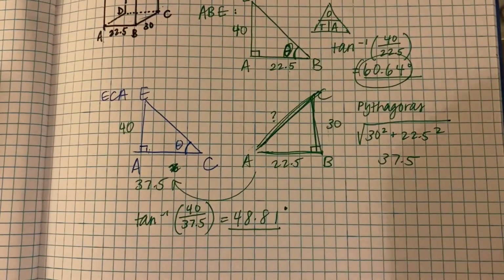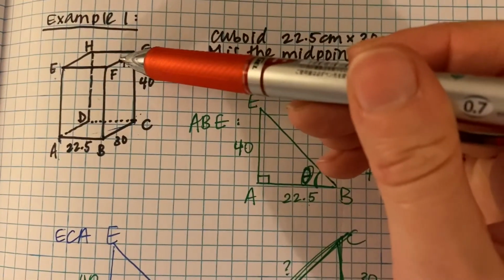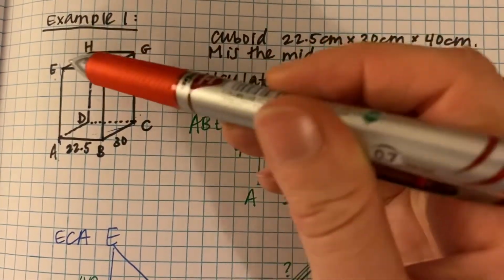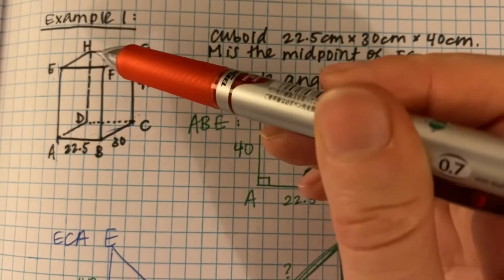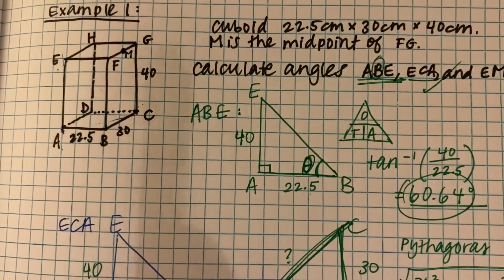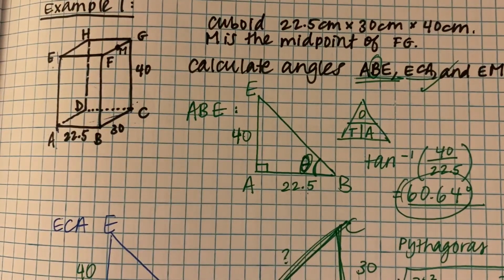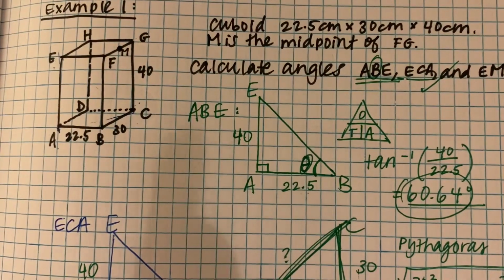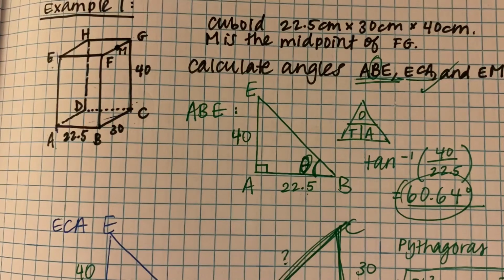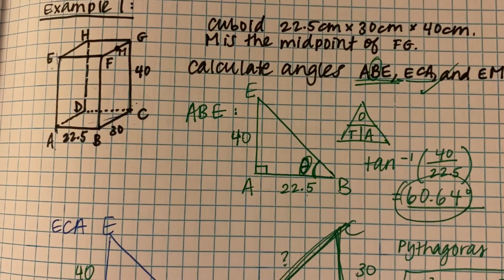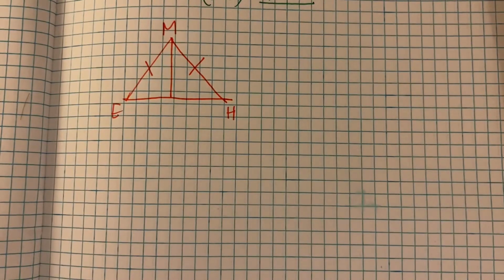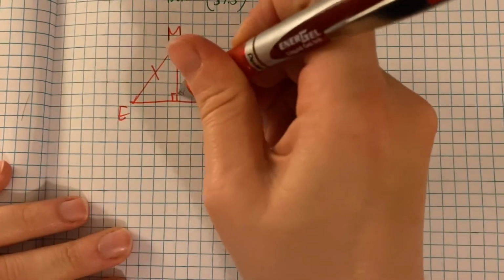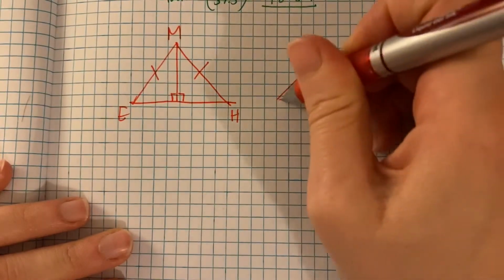Last thing we're looking for is EMH. Notice that in the cuboid, we're told that M is the midpoint of FG. So when we connect these two pieces together, we're forming an isosceles triangle in which ME and MH are equal in value. We can split that triangle into two pieces to form a right angle. So we're looking for that angle EMH, and I'll show you exactly what we need to do to calculate that. Looking at our triangle EMH, I divided it in two, and we formed two right angle triangles. Now let's look individually at one of those triangles.